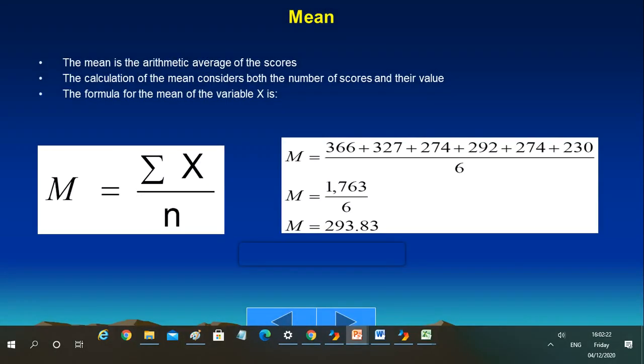The mean is the arithmetic mean, as we have already seen. The calculation of the mean is also very simple, using both the number of scores and their values. The formula of the mean is again very simple. We all have done it in our schools. Capital M is equal to the sum of x divided by the total number, that is n. And then you can calculate the average or mean.